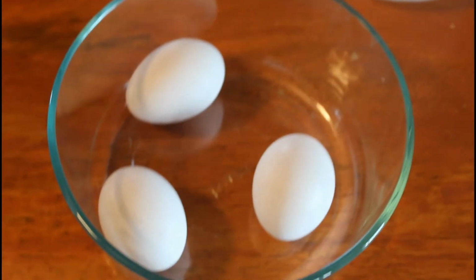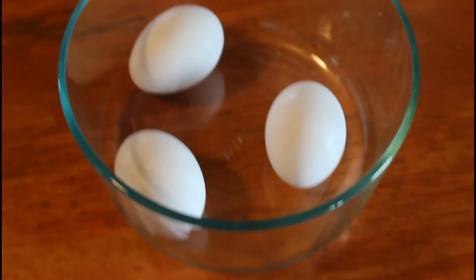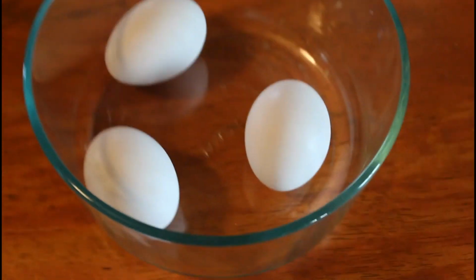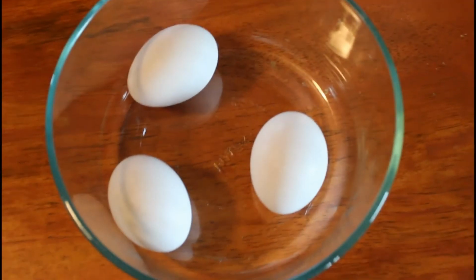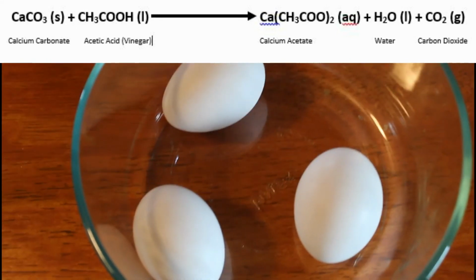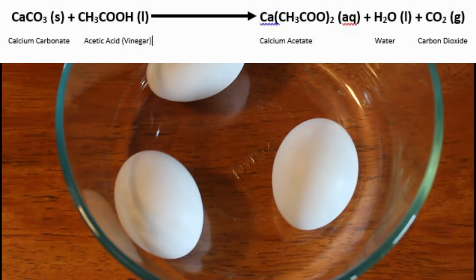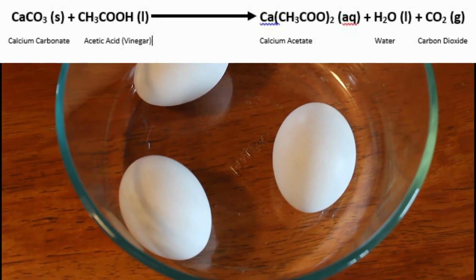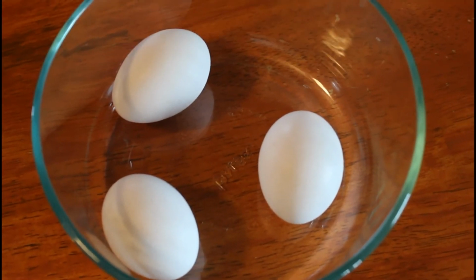Now, the reason why we do this is the eggs have a calcium carbonate shell. And in order to make sure that shell is dissolved, we're going to put vinegar in there to help do that. And so here's the chemical formula. It's vinegar plus calcium carbonate shells will create carbon dioxide gas. And we'll see what happens after a few days.